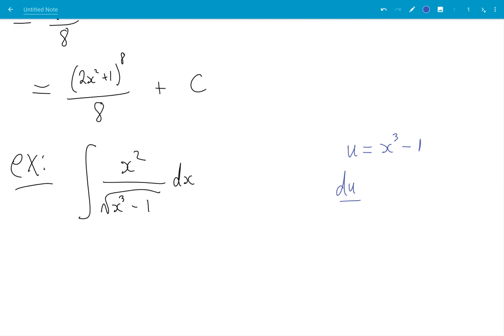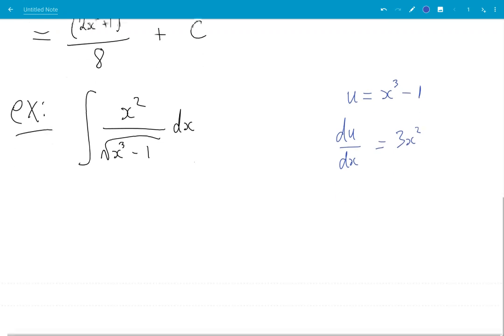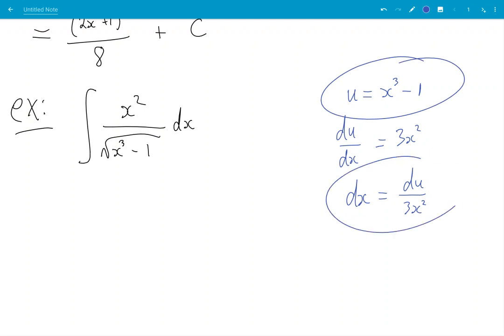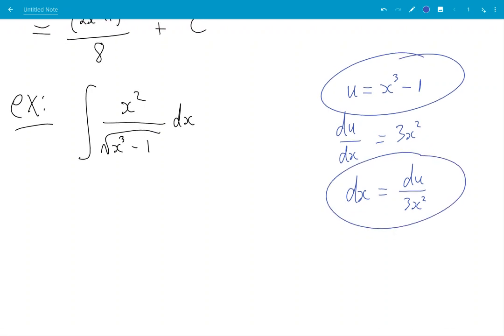Okay, do a derivative. Du dx is 3x squared. And then I'll solve for dx. I get du over 3x squared. Okay, basically the dx and the 3x squared switch positions. Okay, so I have my u here, I got my dx here. I plug them back in and hope for the best.